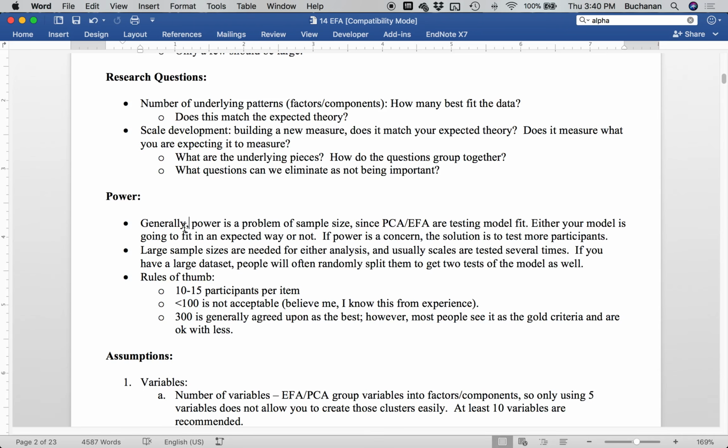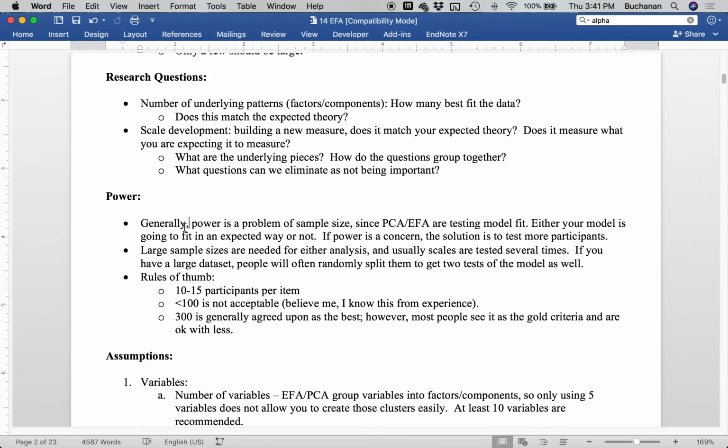There are some rules of thumb, and I'm pulling this from a bunch of different books on EFA, but there's also a really great article, Preacher and MacCallum's 2003 Tom Swift article, that covers a lot of the things that we're going to talk about. One of the big rules of thumb is 10 to 15 participants per item. So if you have 10 items, you need at least 100 participants. You really cannot publish these things with less than 100 people.